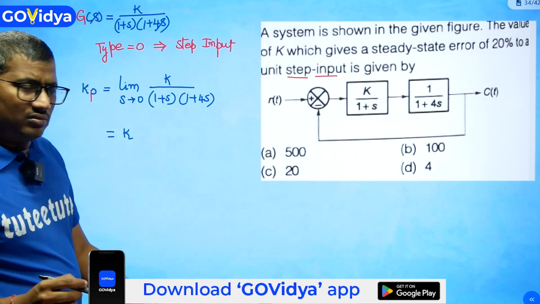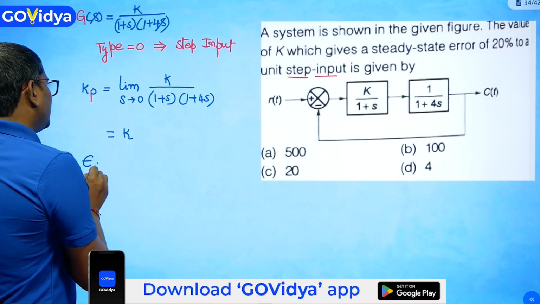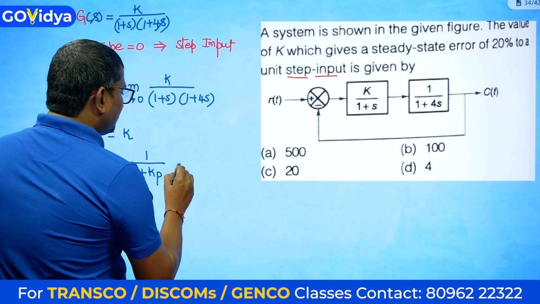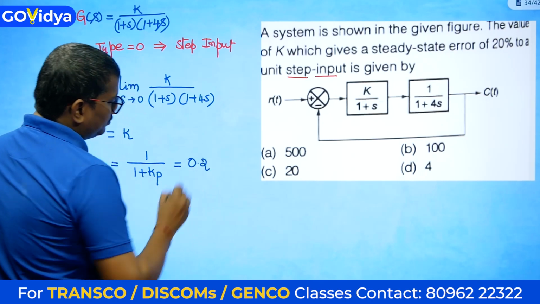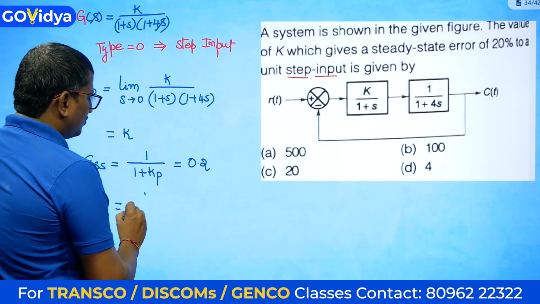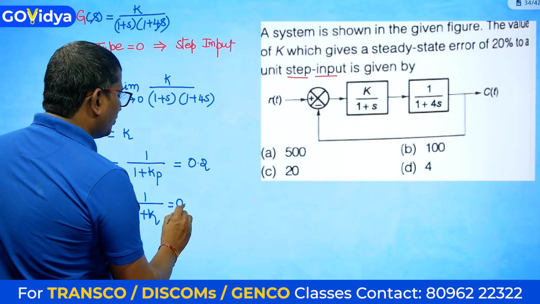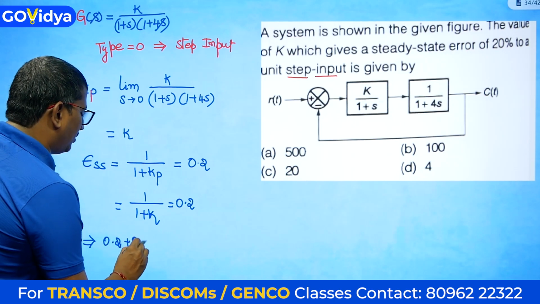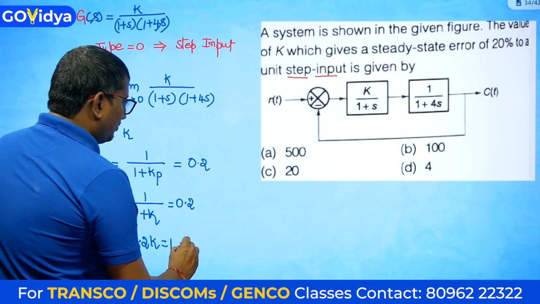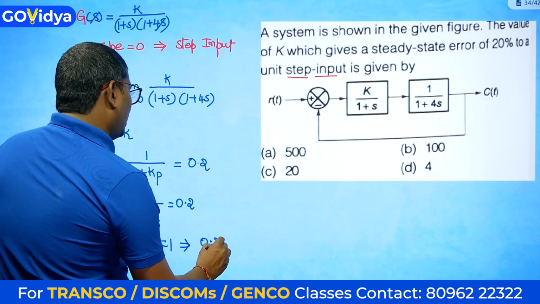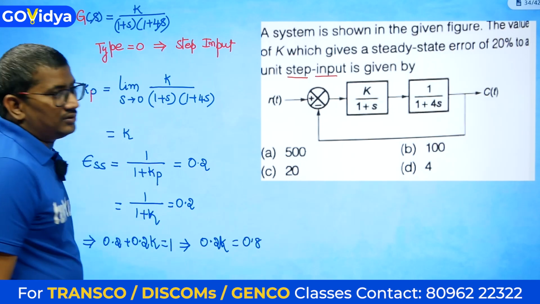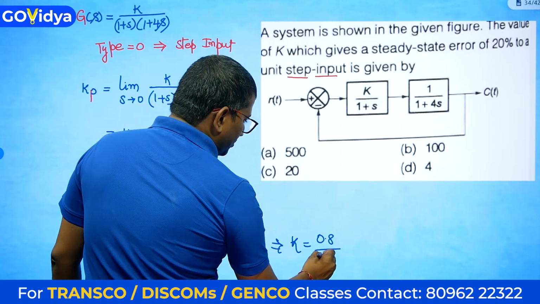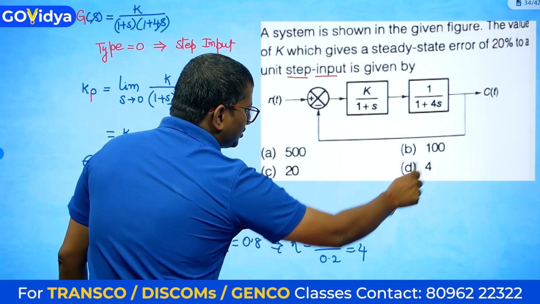Now put this in our steady state error expression. What is the steady state error? It is 1 by (1 plus Kp), which is equal to how much? They have given 20%, which is nothing but 0.2, right? So Kp and k are the same. 1 by (1 plus k) equals 0.2. Now what is k? That implies 0.2 plus 0.2k equals 1, and from this 0.2k equals 0.8. So therefore, k is 0.8 by 0.2, which is nothing but 4, and this option is correct.